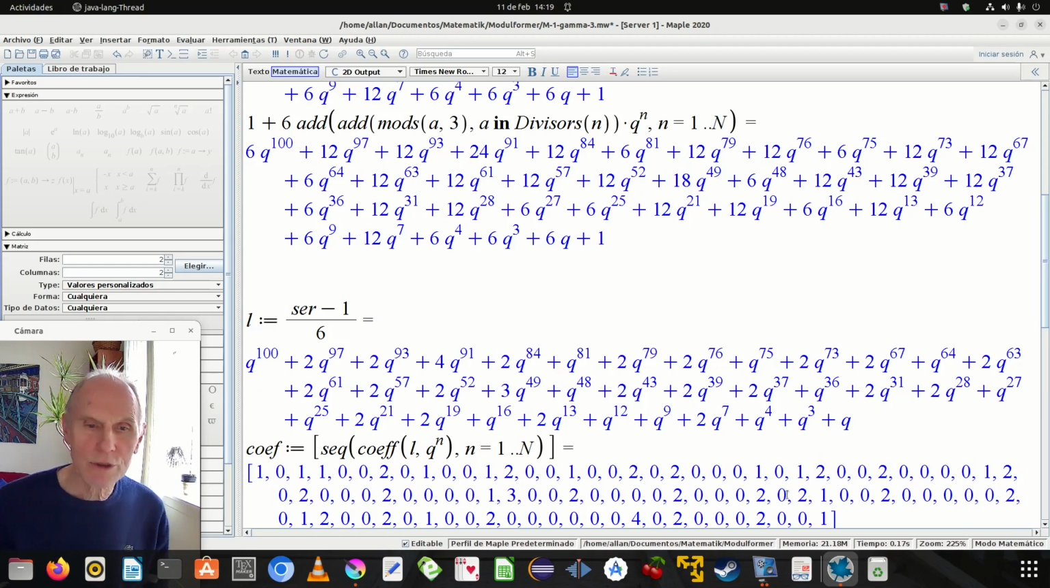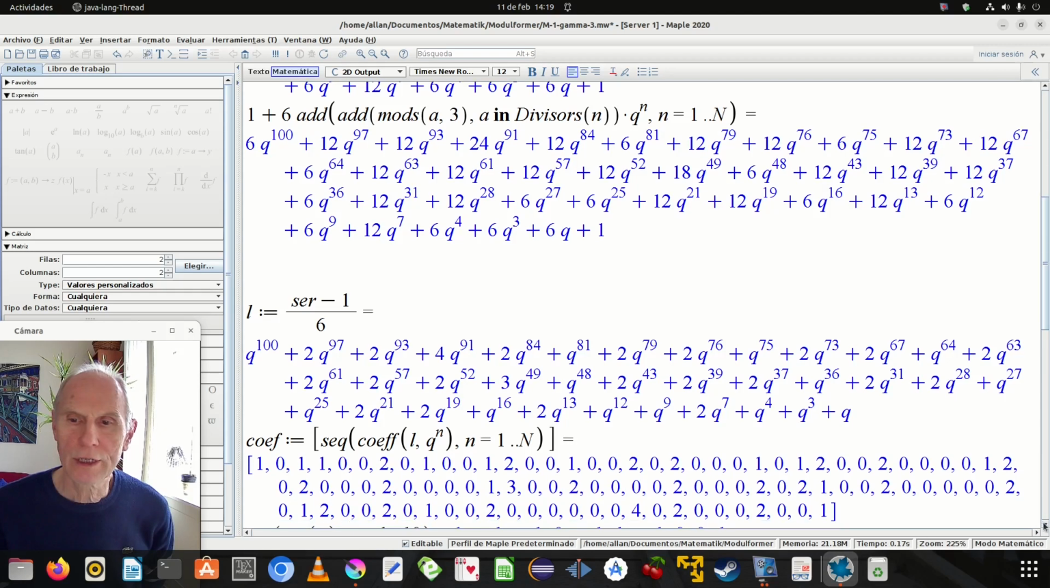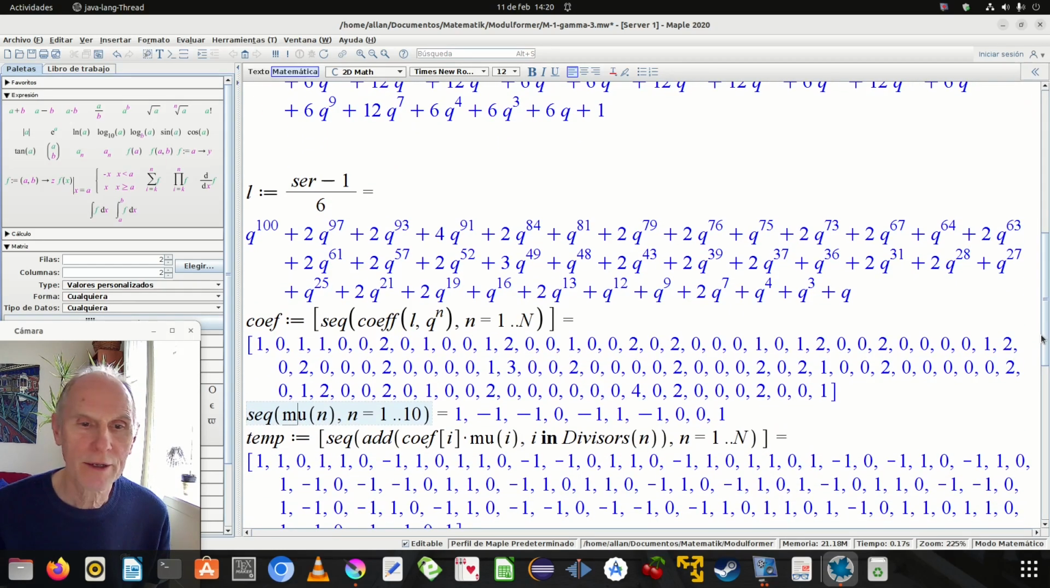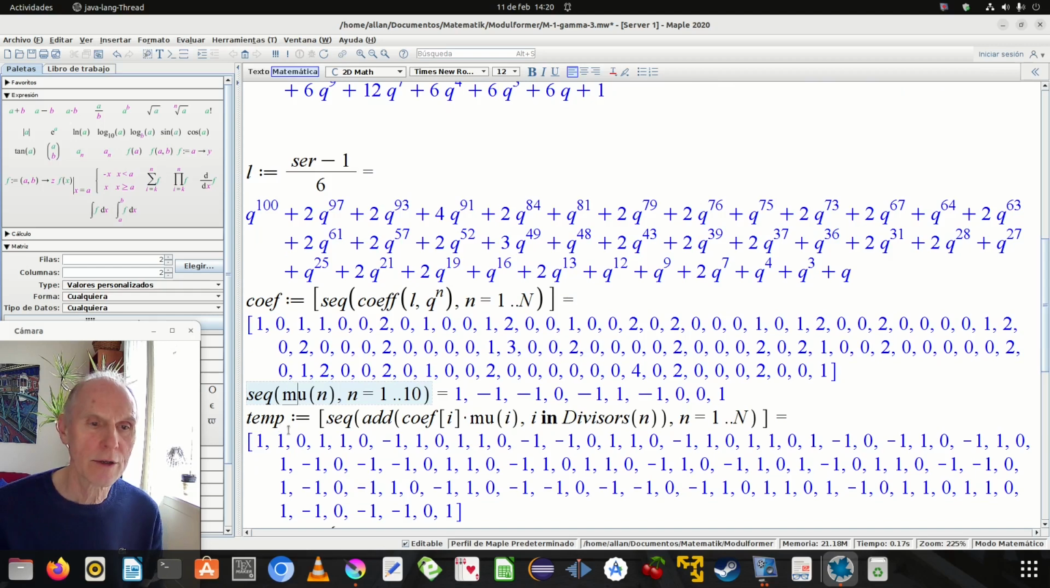The challenge was to find a formula for these numbers. You know, going down, up, constant, down. It reminded me a little of the Möbius function. So I said, well, let's fold it with the Möbius function. We have it called mu in Maple. So that's what I did, and got this sequence.